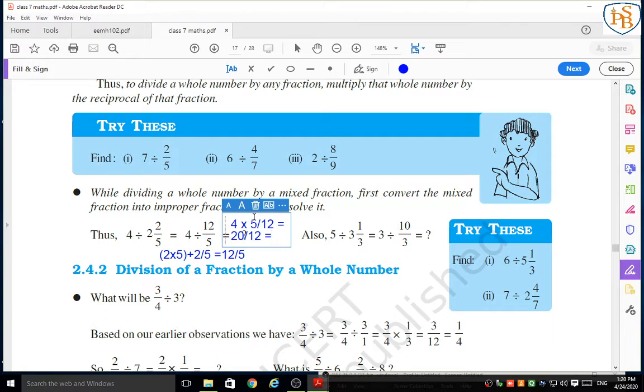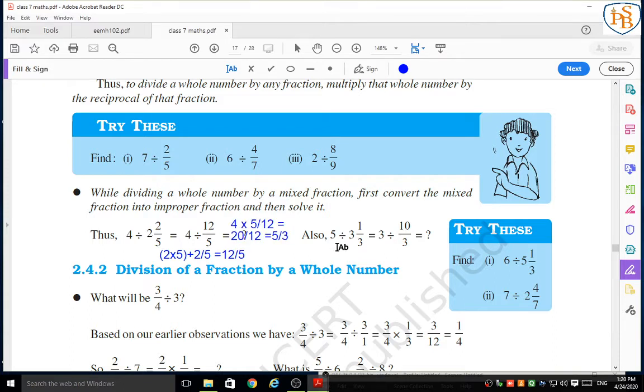Again, both are even numbers and we can easily use any divisibility test, but you can see that 20 and 12 come in the table of 4, so we can directly divide by 4. So 4 5s are 20 upon 4 3s are 12, so my answer is 5 upon 3. Okay, now we are going to solve the next question.